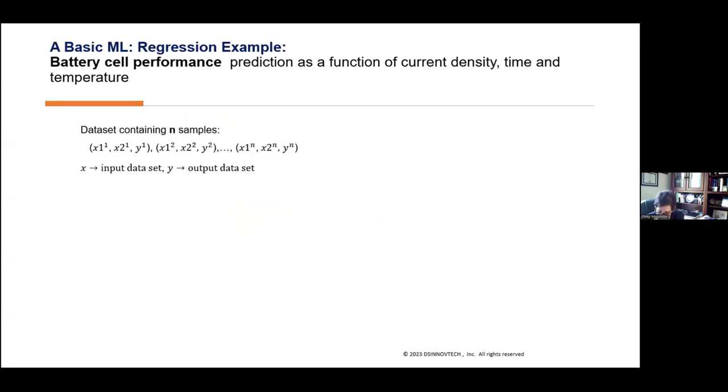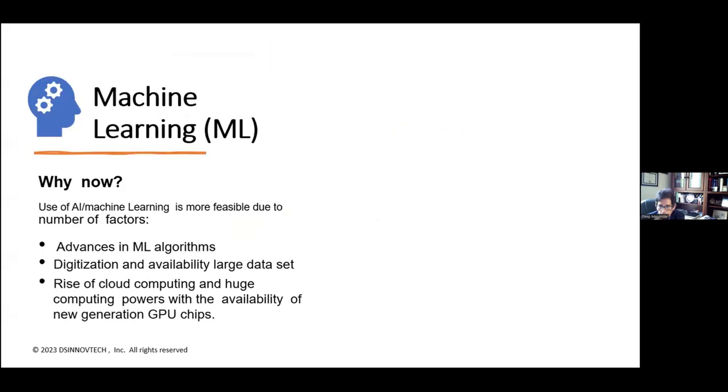If you look into why machine learning is now becoming more popular, it is because a lot of advancements took place in machine learning algorithms, not just one algorithm, over the last 20, 30 years. A lot of breakthroughs took place.